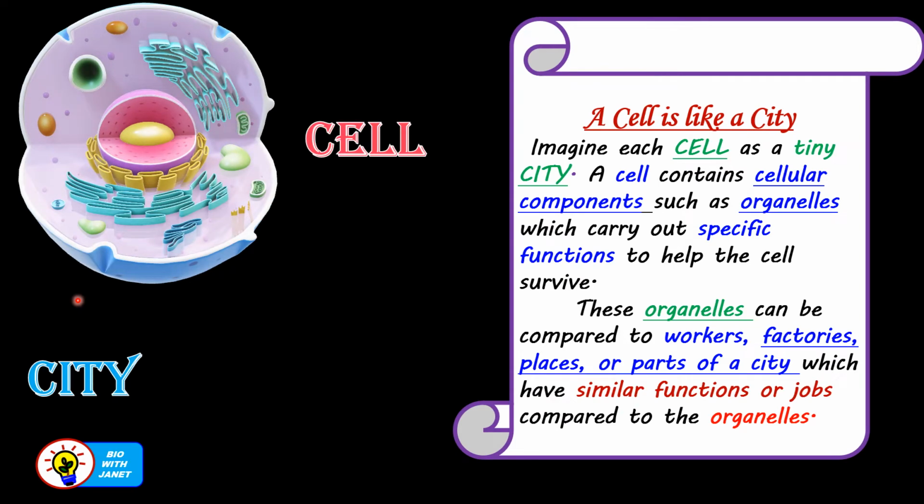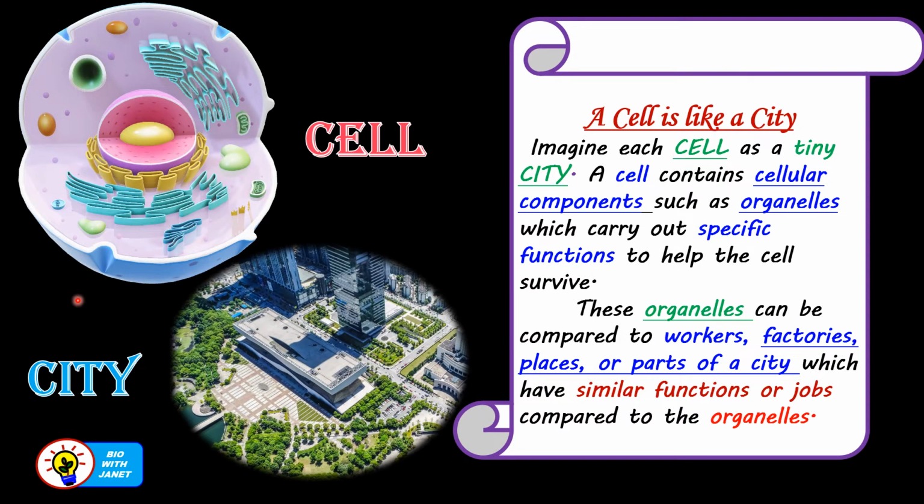A cell and a city. Now, what do these two have in common, the cell and the city? So a cell is like a tiny city. Now, in a cell, we have cellular components such as the organelles. For example, the nucleus, mitochondrion, and the endoplasmic reticulum, which carry out specific functions to help the cell survive. Likewise, in the city, we have workers, factories, places, and parts of the city which have similar functions or jobs compared to the organelles that help the city to develop and also to thrive.